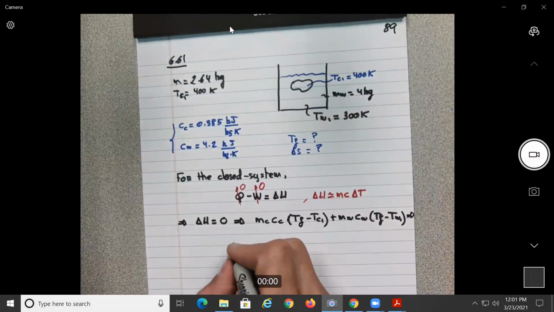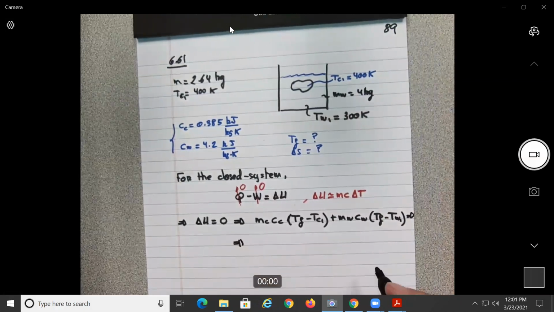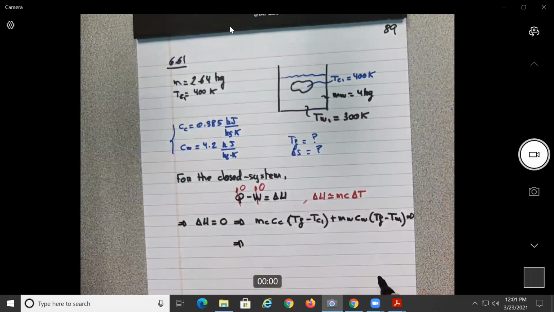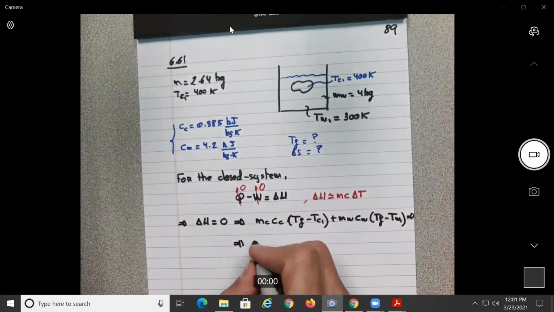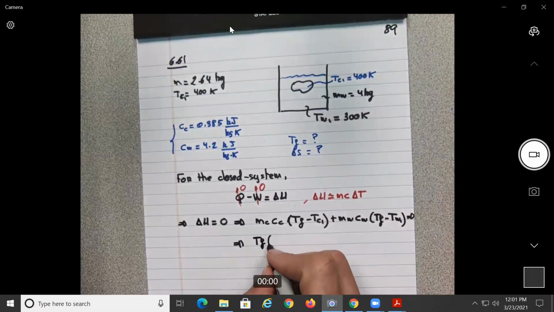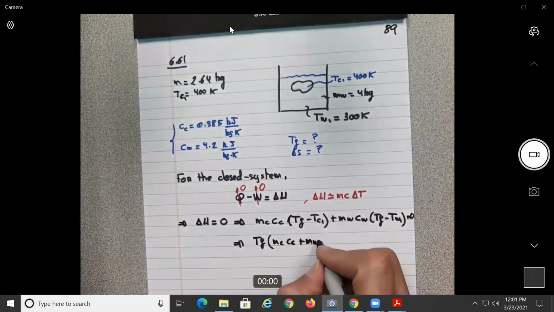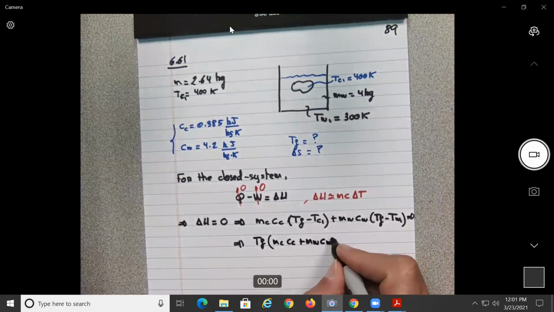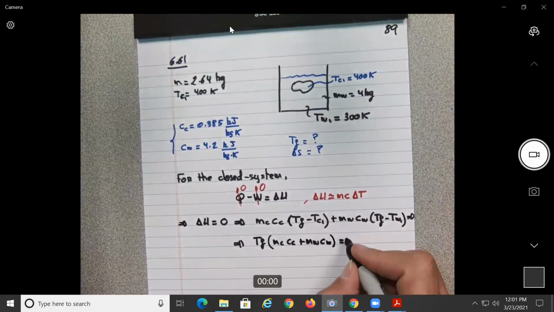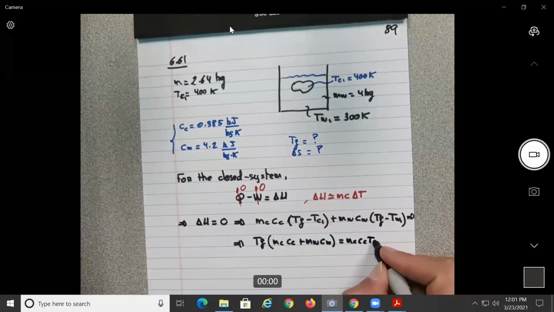Okay, so from here we can solve. We have, so this will give us what? Okay, so let's solve here. Let's first factor by T final, which will give us M copper C copper plus M water C water, equal to M copper C copper T copper 1.